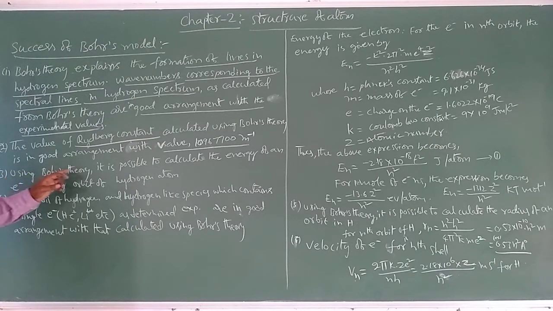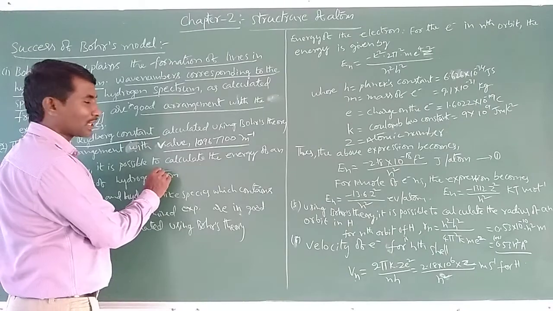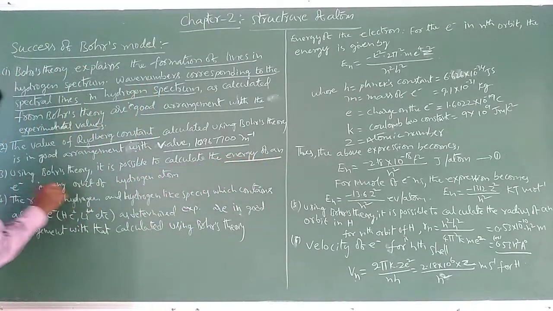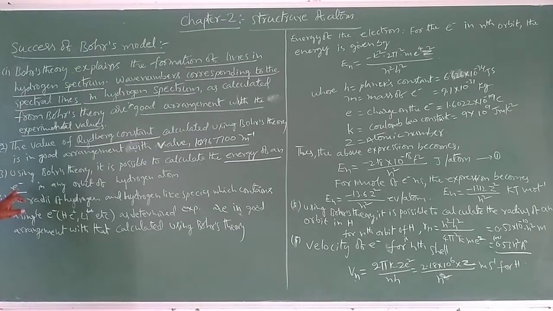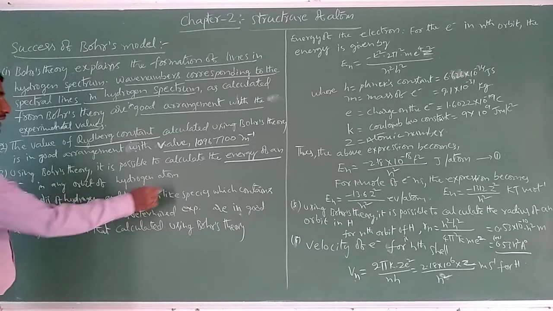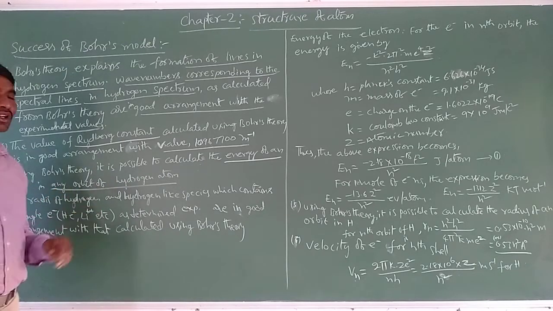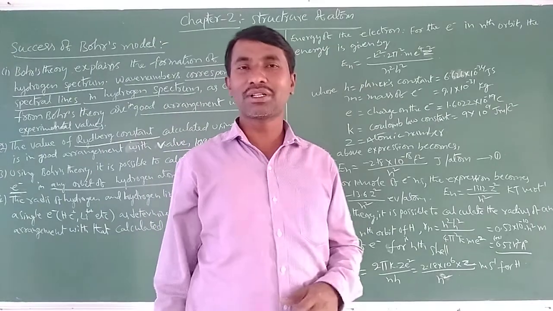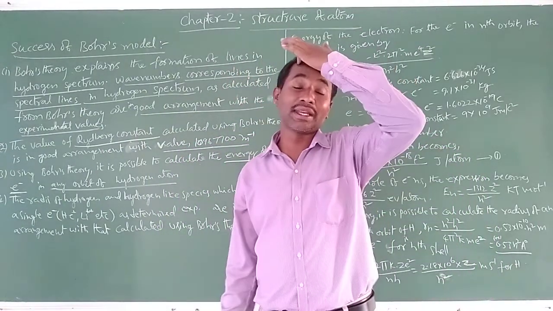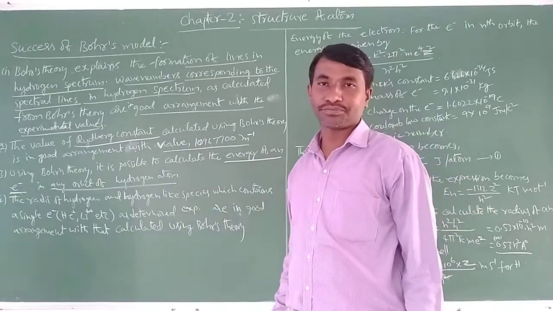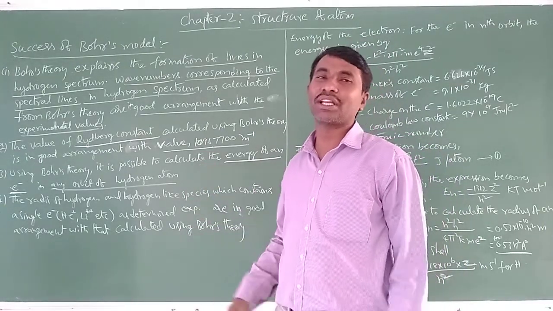The third success is that using Bohr's theory it is possible to calculate the energy of an electron in any orbit of the hydrogen atom. So this theory is helpful for finding the energy of an electron in any orbit of the hydrogen atom. This is one of the helpful conditions.